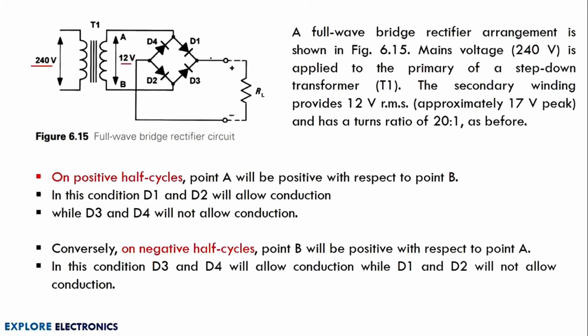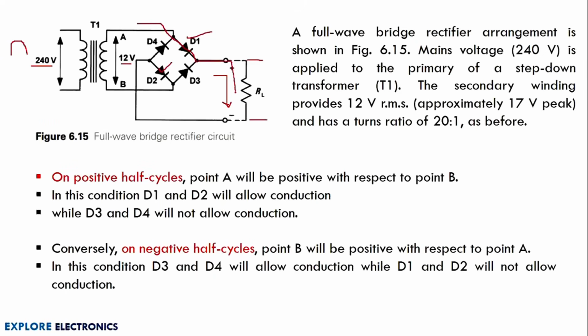At the two ends of this bridge arrangement we will have a load RL, and current will always flow in this direction through the load. So we are going to measure the voltage across this RL. In the positive half cycle, what happens? When the positive half cycle of the input is given to the rectifier, D1 and D2 conduct. D1 becomes forward biased and D2 becomes forward biased. The current will flow in this direction.